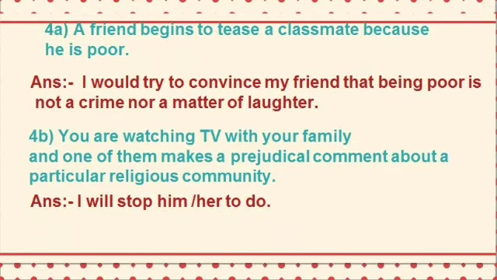Question number 4A. A friend begins to tease a classmate because he is poor. So what would you do in this situation? I would try to convince my friend that being poor is not a crime nor a matter of laughter. Now question number B. You are watching TV with your family and one of them makes a prejudicial comment about a particular religious community. So what would you do? I will stop him or her from doing so.